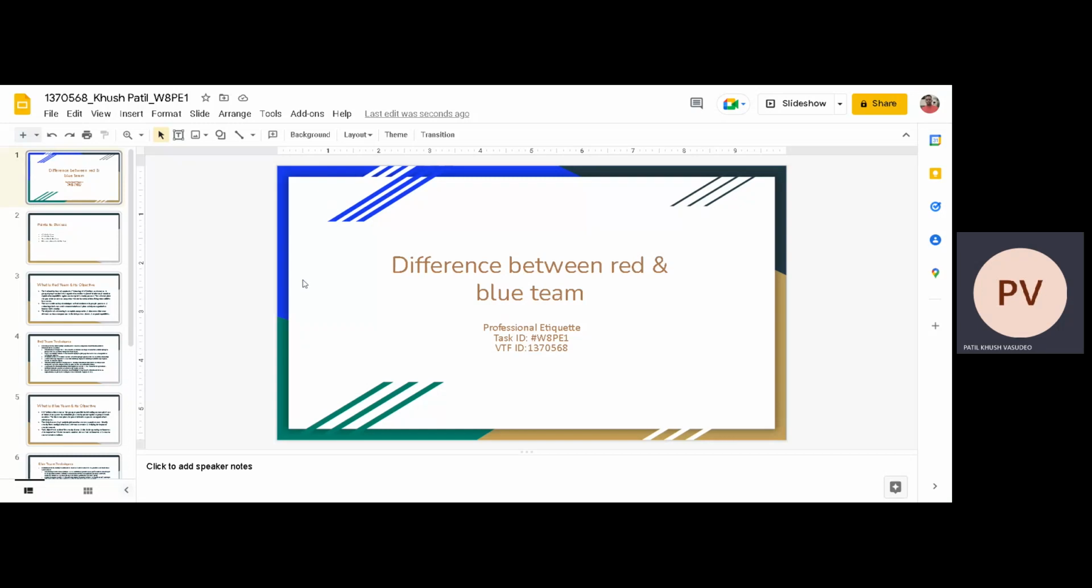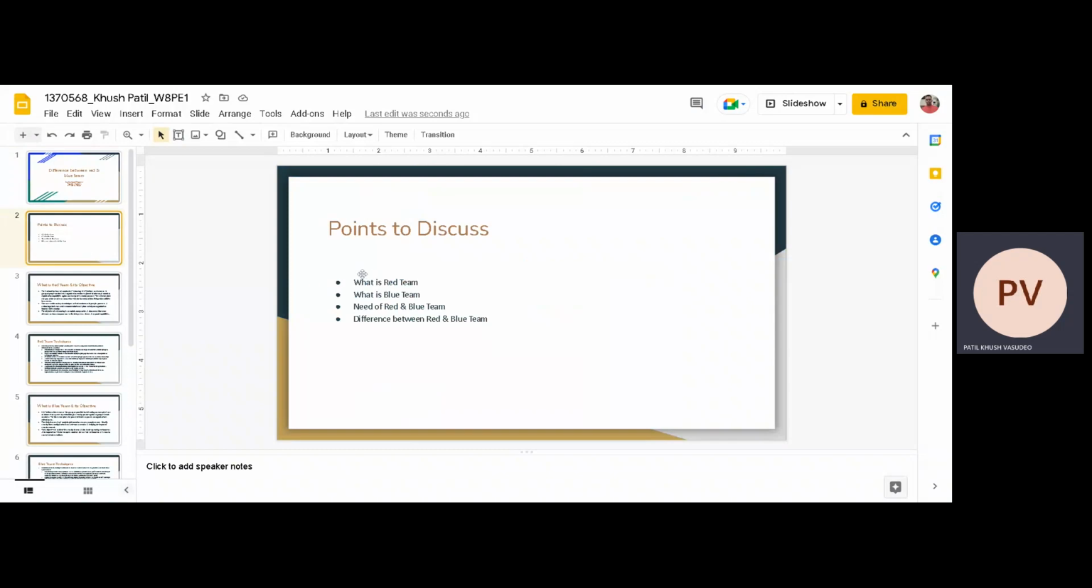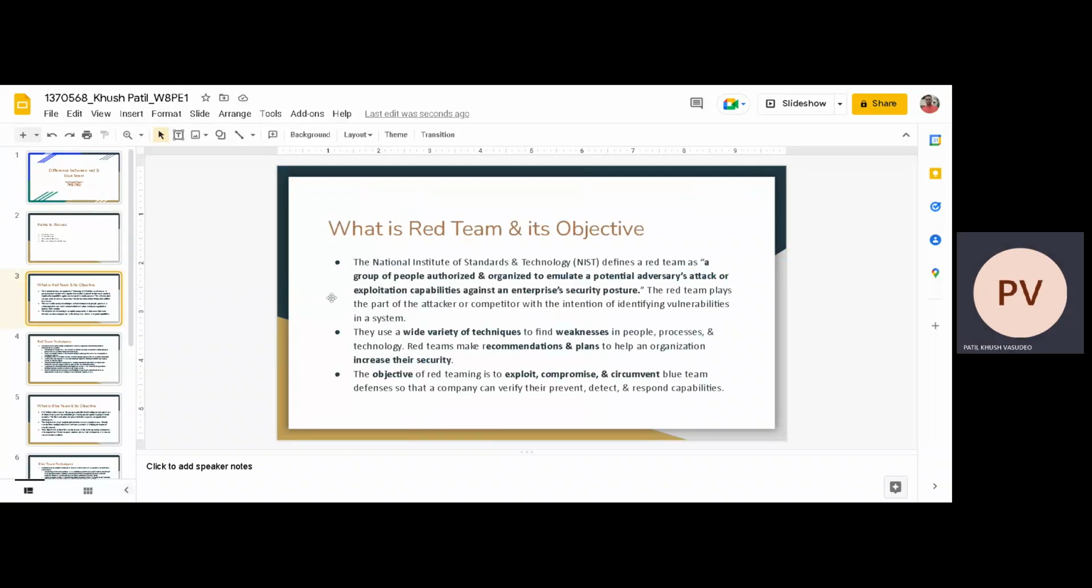Hello everyone, my name is Kush Patel, and this is the professional etiquette task of VFT, that is Virtual Foundation Testing. Today I'm going to tell you about the difference between red and blue teaming. Here are some points we need to discuss: what is red teaming, what is blue teaming, the need for red and blue teaming, and the difference between them.